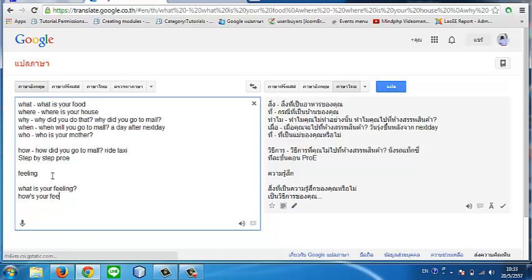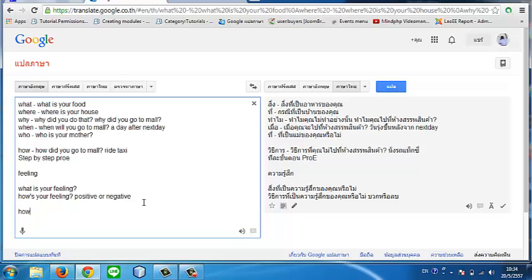Now when we say how's, it is answerable by affirmative, good or not good, positive or negative. But when we say how, it is a method. The difference of this one is when we say how's, it is answerable by positive or negative. When we say how, it is answerable by a method.